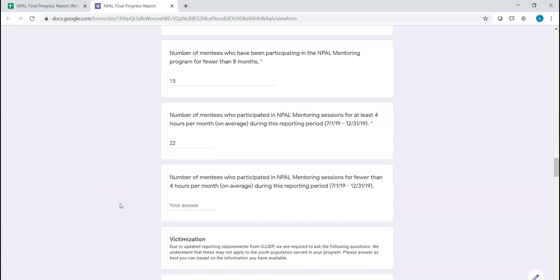The next question is about those youth that averaged less than 4 hours per month during this reporting period, but were still obviously attending your program. That would be folks that missed pretty large swaths of your program and maybe just on average didn't quite reach that 4 hours per month. So for me, I'm going to put 3 here.